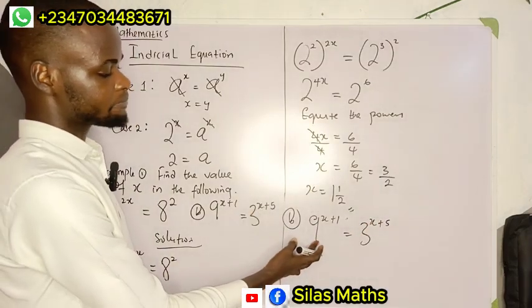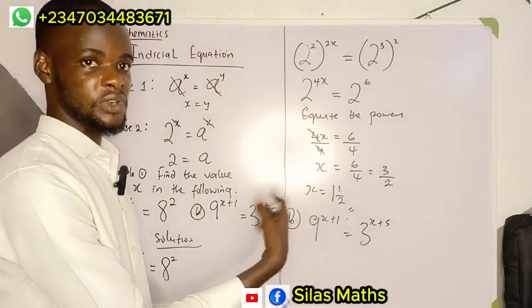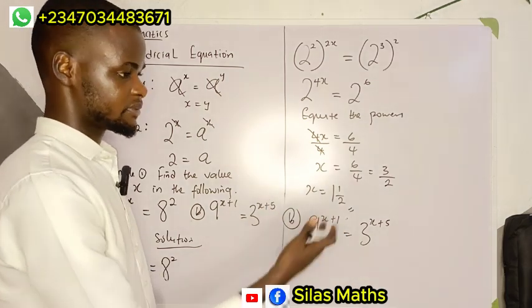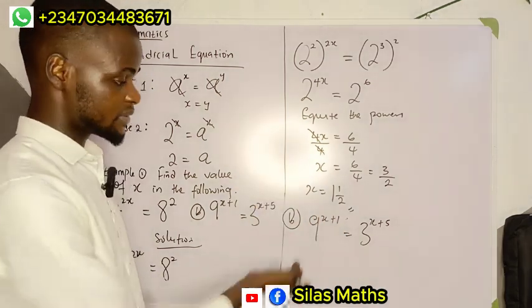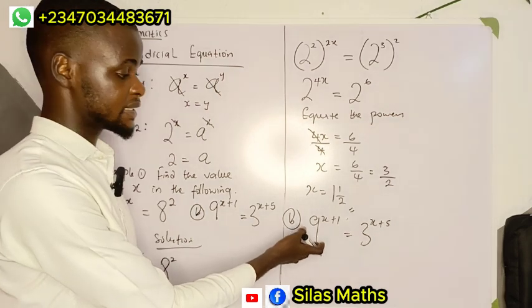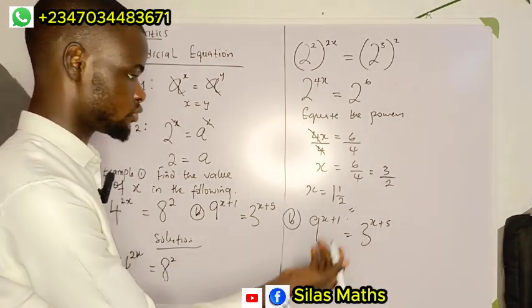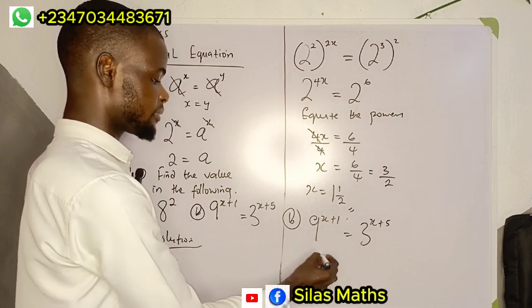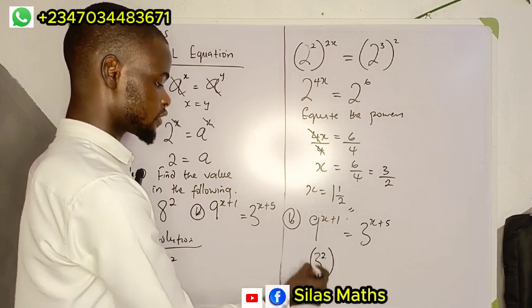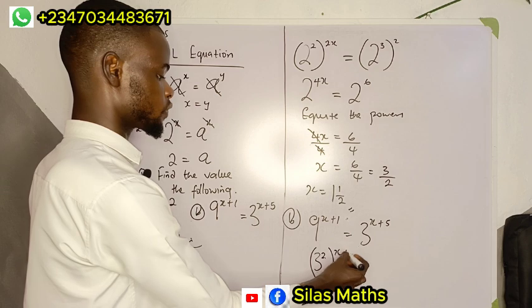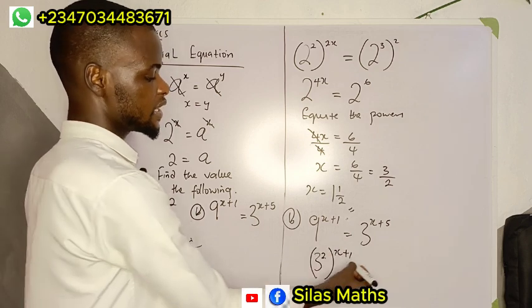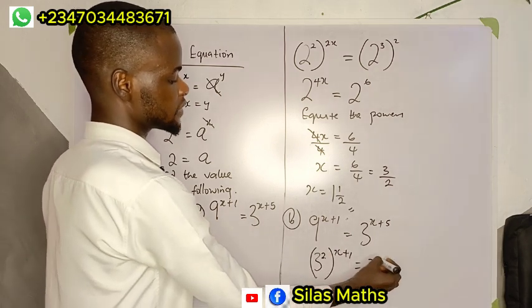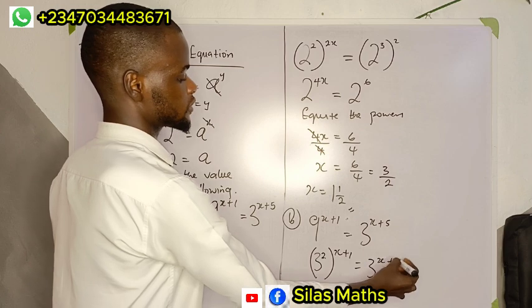We take a look at 9. 9 can be expressed in the multiple of 3. That is 3 times 3 will give us 9. That is to say, writing 9 in index form, 9 is 3 to the power of 2. If you recall, 9 is 3 to the power of 2. So I will say 3 to the power of 2, all to the power of x plus 1. This is 9 to the power of this. So that is equal to 3 to the power of x plus 5.